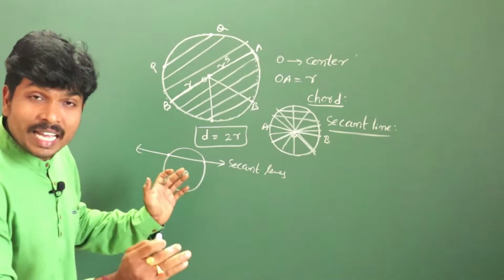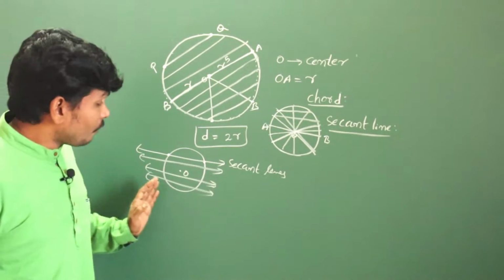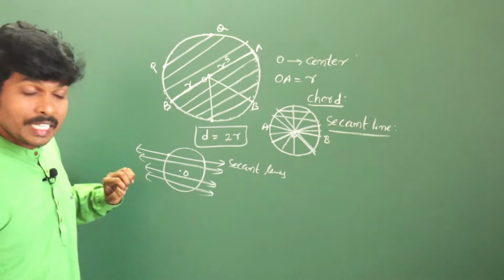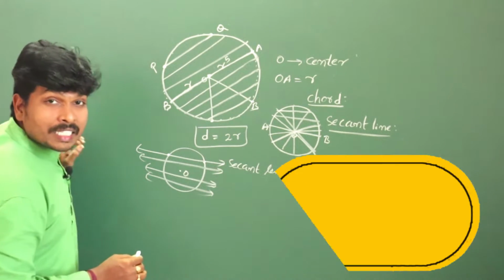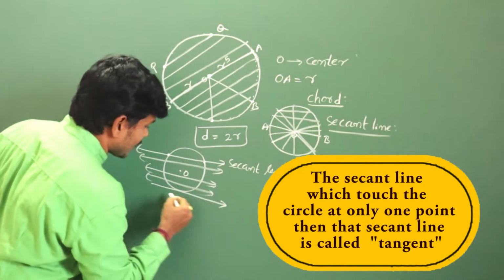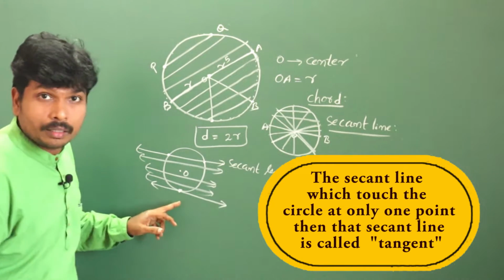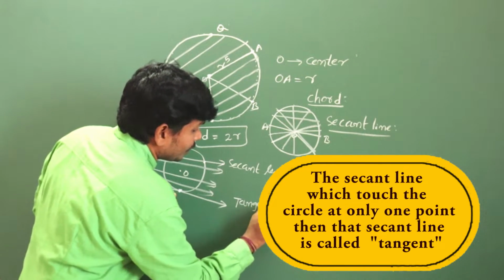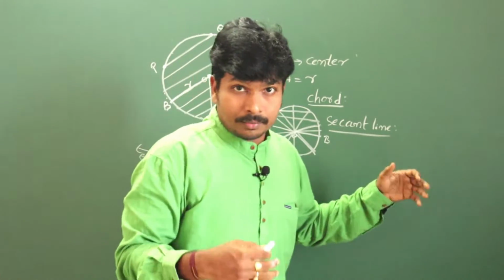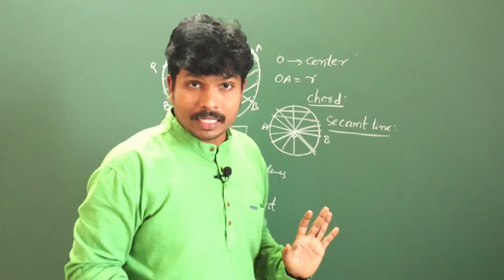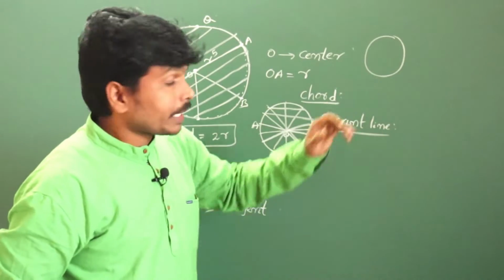How many secant lines can be drawn to the circle? Infinitely many lines can be drawn. So the secant line which touches the circle at only one point, that secant line is called a tangent. That is called tangent. We will discuss some properties of tangents. Before that, it is a circle.